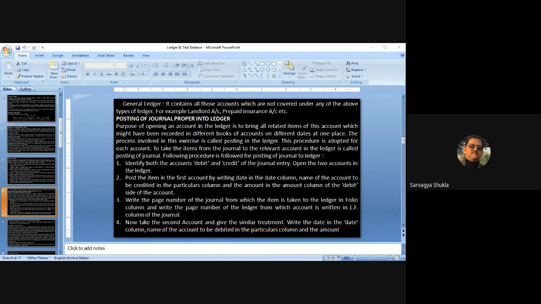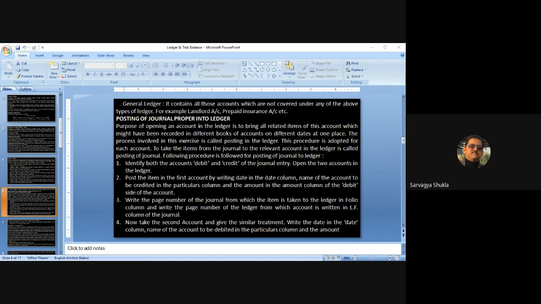So identify both the accounts, debit and credit, of the journal entry. So there is a Mr. X account which will be debited and sales account will be credited. Open the two accounts in the journal. So we have to open two accounts. First one Mr. X account and second one is sales account.